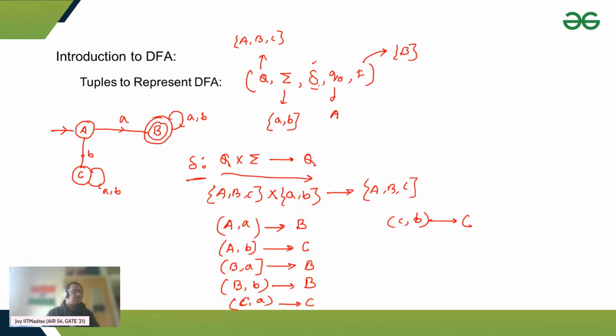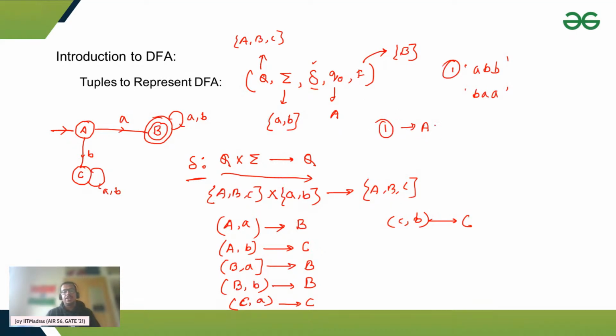Now the thing is how the DFA accepts or rejects a string. Let's say I have 2 strings. One is abb, another one is baa. Let's see how they are accepted or not. First let's start with abb. We will always start in the state A, our initial state. We'll always start with our initial state.